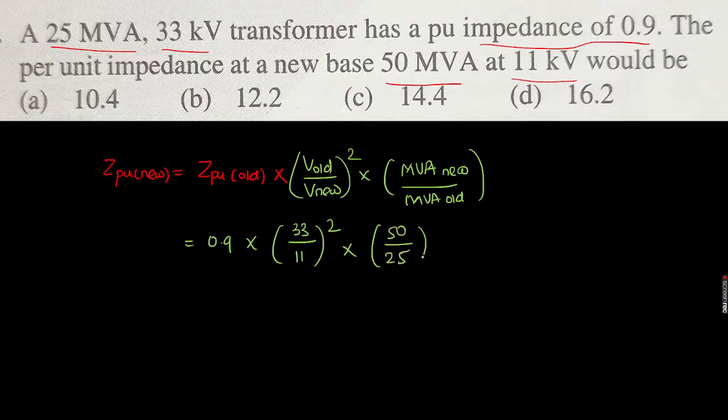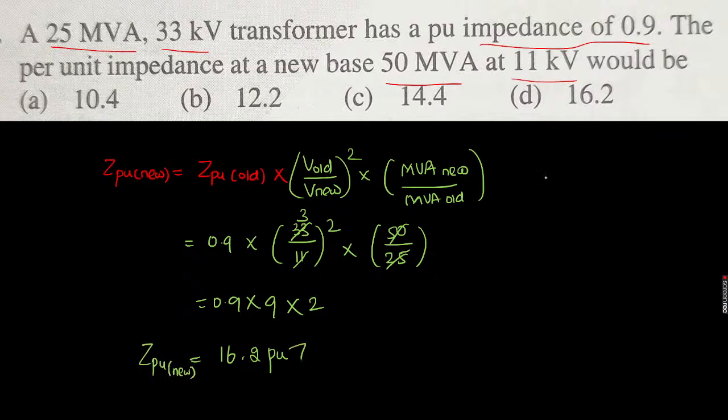MVA old is 25. Reduce it, you will get 0.9 into, it will be 3 times. 3 square will become 9 into, it will be 2 times. So 2 times 9 is how much? 1 minute guys. 9 into 9 is how much? First of all, it is 81. 81 into 2 will become 162. So it will become 16.2 per unit. That is Z per unit new.